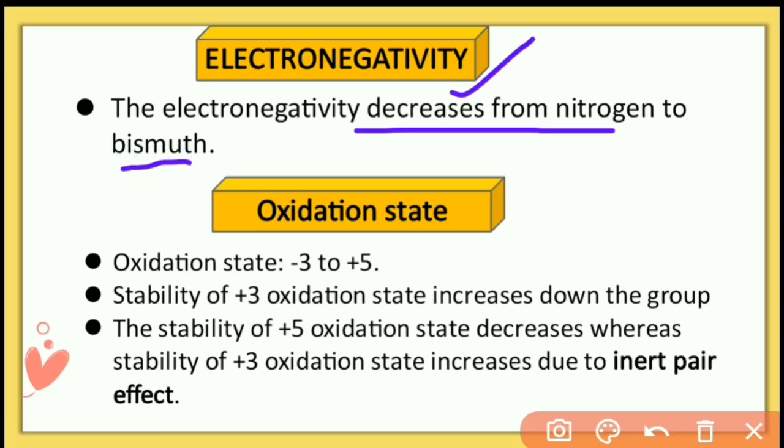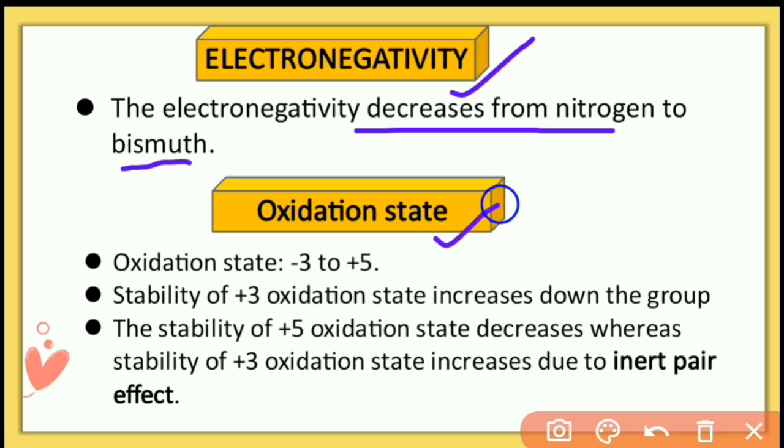And this electronegativity difference is less between heavier elements, because from arsenic to bismuth there are only small increases in atomic size.